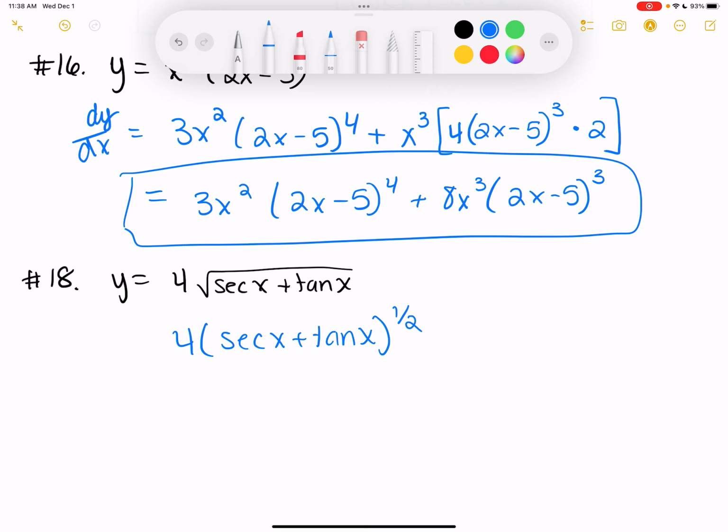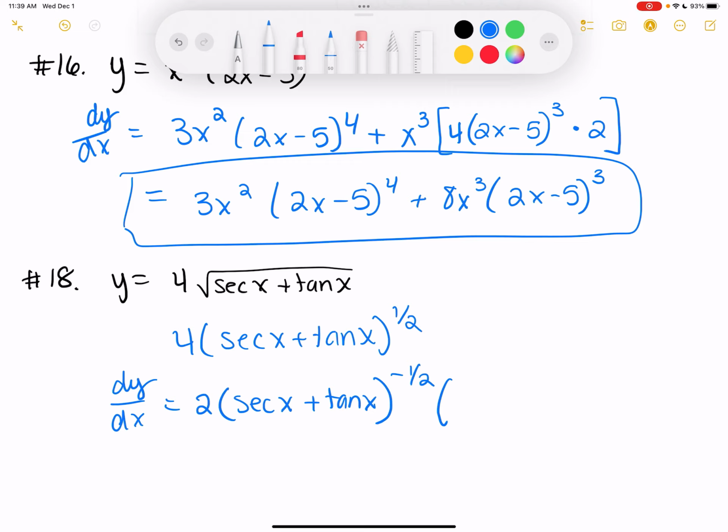So, got a chain rule. So dy/dx is equal to, I'm going to take the derivative of the outside, which is going to be, pull the 1/2 out front. So 1/2 times 4 is just 2 times, copy down the inside, secant of x plus tangent of x. Now I'm subtracting 1 from the exponent, meaning that's going to end up leaving me with negative 1/2 on top, times the derivative of the inside.